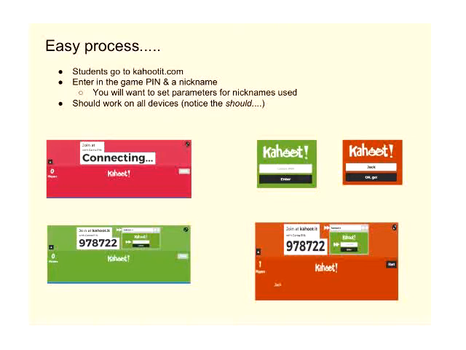I go to Kahoot if I'm going to make up a survey, but the students go to kahootit.com. When we are connected, you see a game PIN number. They log in, they connect, they type in their PIN number, and they create a nickname. Now, there's a thing here that says you want to set parameters for nicknames. I have to say that my students know they have to be politically correct when they do this.